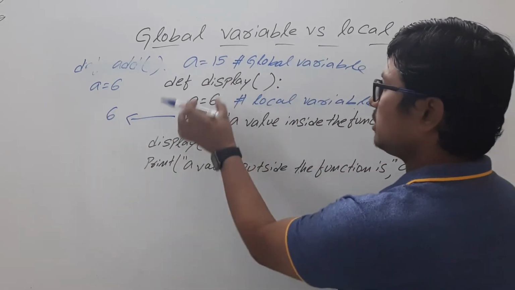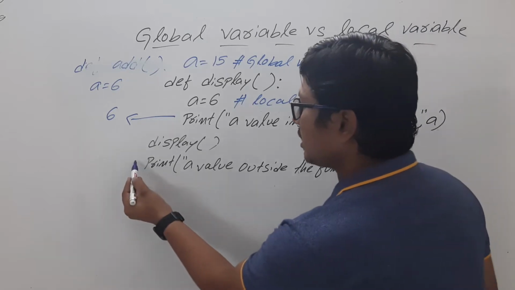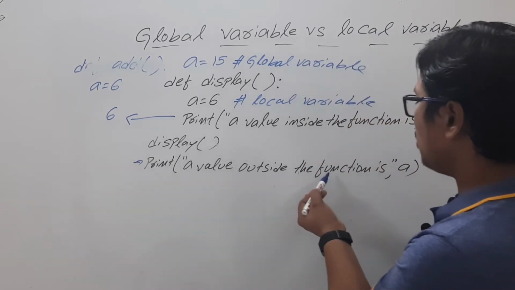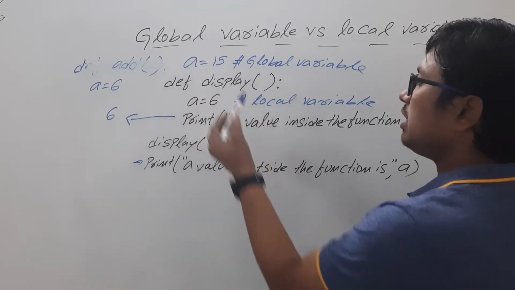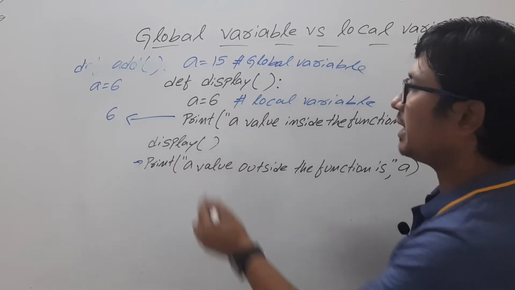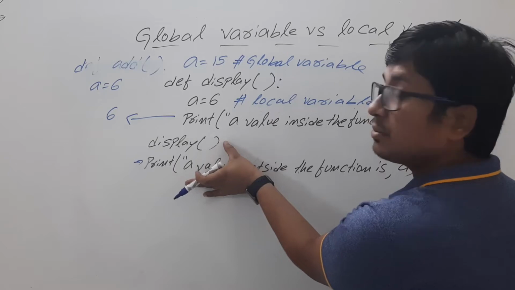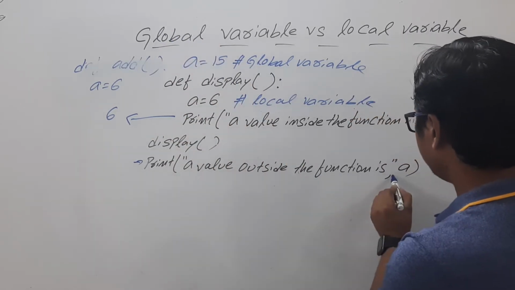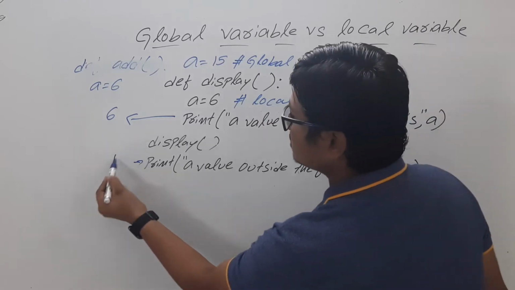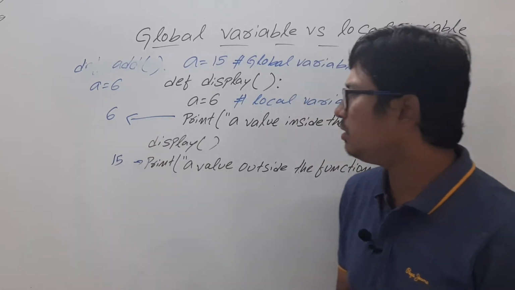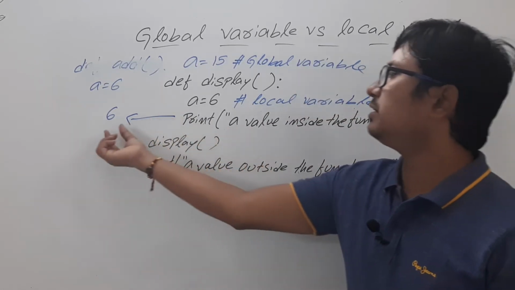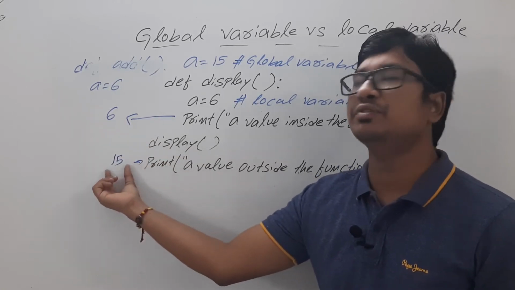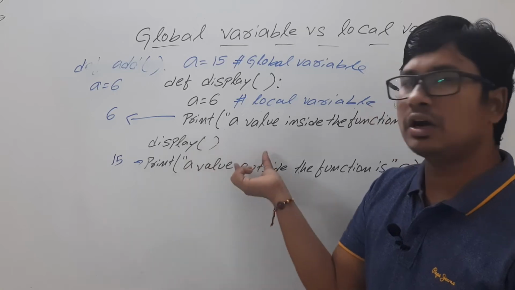Once this statement's execution is done, the control will come here, and then it will execute the a value outside the function. What is the a value? It is a global variable. Am I right? Here there is no local variable a. So it will go for the global variable and it will print the global variable as 15. So this print will print the a value as 6, and this print a value will print as 15 because there is no local variable.